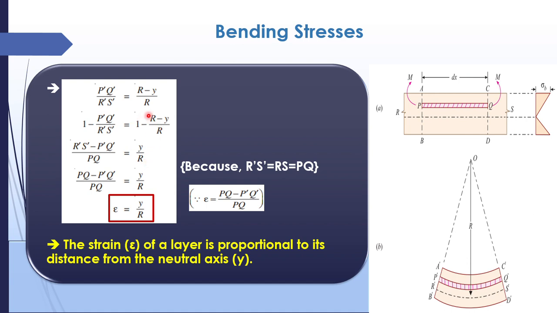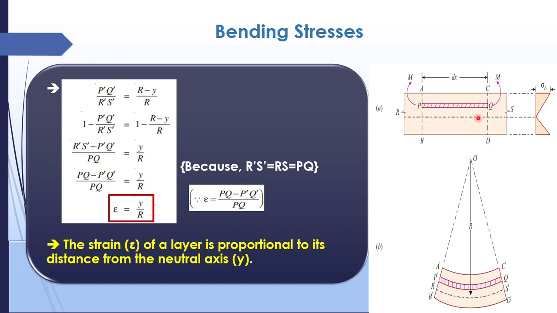Okay, R minus Y, so R and R got cancelled, we'll get Y by R. So R dash S dash minus P dash Q dash divided by PQ. Now what is this R dash S dash? It is nothing but the neutral layer. So in the neutral layer what will happen? Its length will not change. So R dash S dash is equal to RS. RS is equal to PQ. PQ is equal to AC is equal to BD.